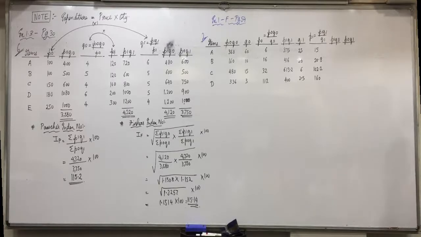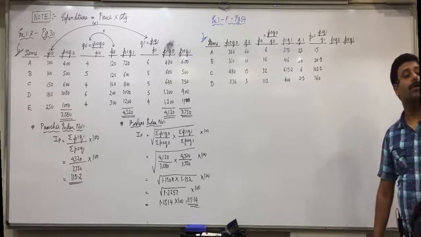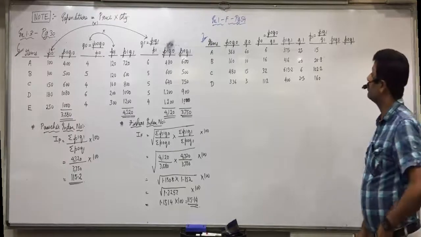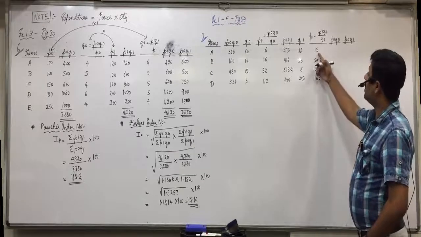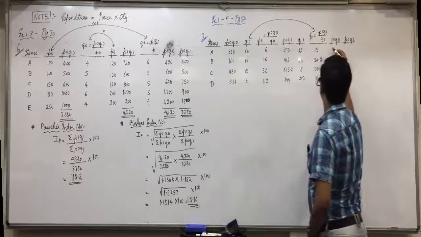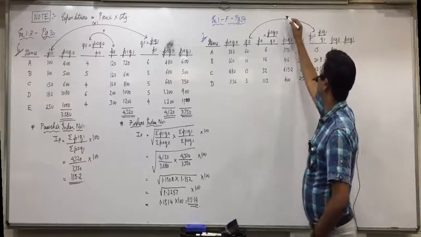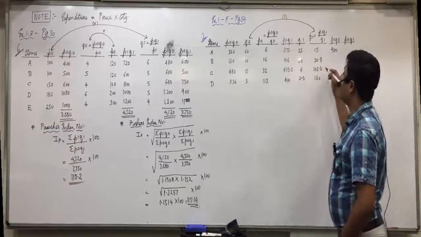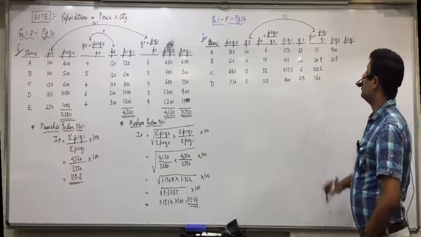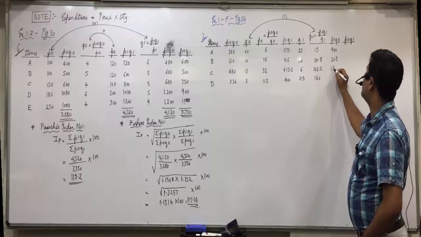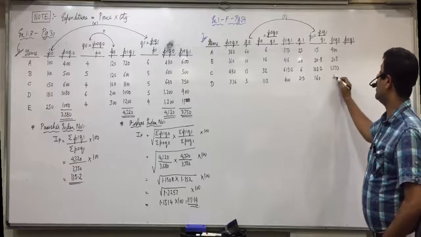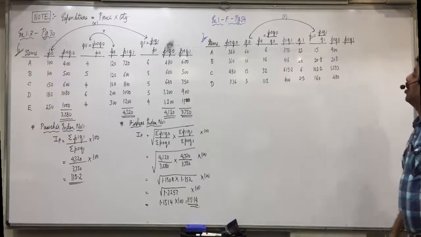Now P1, Q0. Karnik. P1 15 into Q0 60, that is 900. 20.8 into 10, 208. 102.2 into 15, 1533. 160 into 3, 480. All are clear with it?